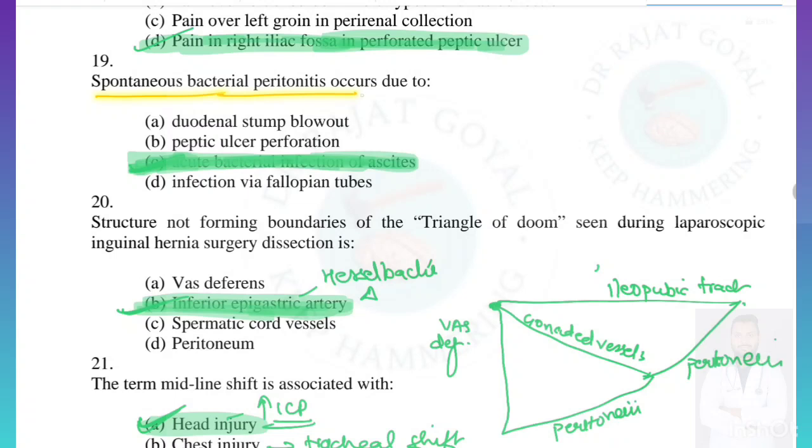Spontaneous bacterial peritonitis occurs due to. So spontaneous bacterial peritonitis generally occurs due to the acute bacterial infection after the ascites. So answer here will be acute bacterial infection.